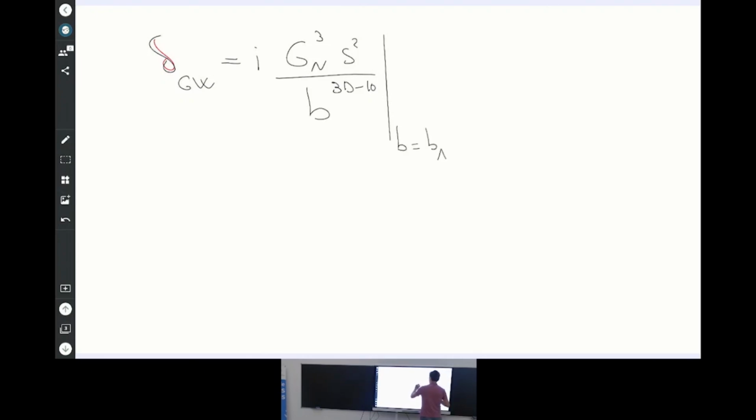I told you that this estimate of production of gravity waves from the simplest diagram was given by this formula. And now if you evaluate this on this ACV saddle, you can check that if you plug in this ACV saddle, what you get is a black hole entropy times the angle to the power 3D minus 10.